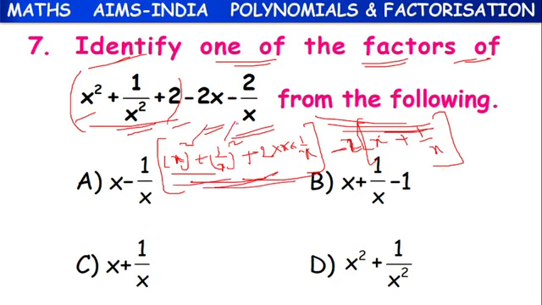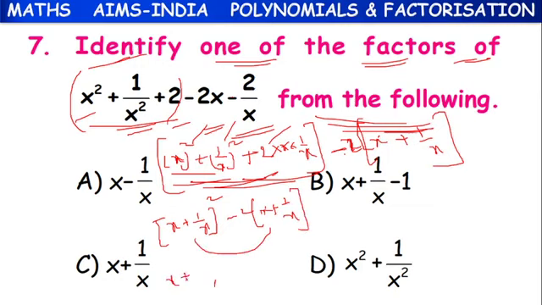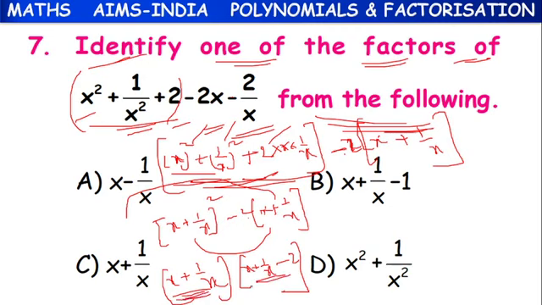So this is in the form of a square plus b square plus 2ab, which means a plus b whole square, minus 2 into x plus 1 by x. Again, from these two, x plus 1 by x we can take common. In the first part, x plus 1 by x went out, so another x plus 1 by x will be there, and here x plus 1 by x went out, only minus 2 is remaining. So x plus 1 by x is a factor, and x plus 1 by x minus 2 is a factor. x minus 1 by x is wrong, x plus 1 by x minus 1 is wrong, and x square plus 1 by x square is wrong. So option C is the correct answer.